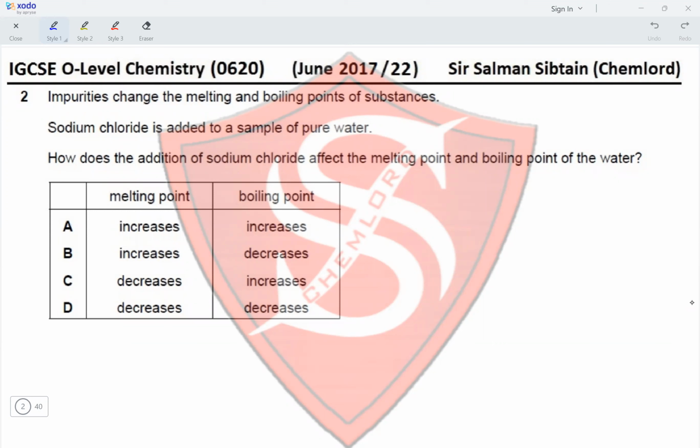Presence of sodium chloride would cause the melting point to decrease. That means it would melt at temperatures lesser than 0 degrees Celsius, and the boiling point would increase. That means it would boil at temperatures greater than 100 degrees Celsius. So the melting point should decrease, which eliminates options A and B, and the boiling point should increase, which eliminates option D and makes option C the correct option for this question.